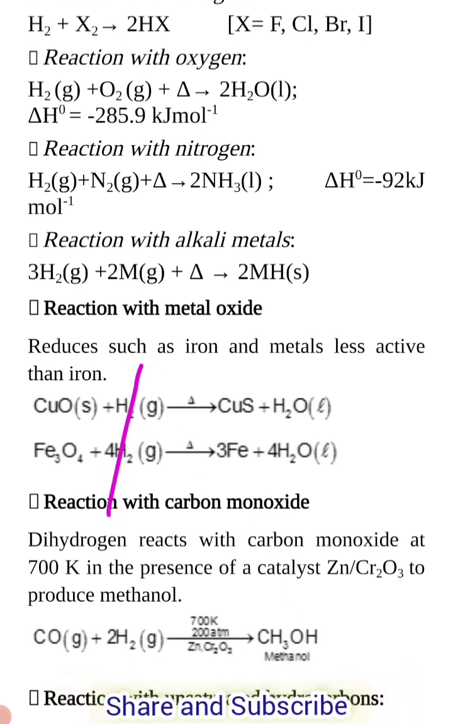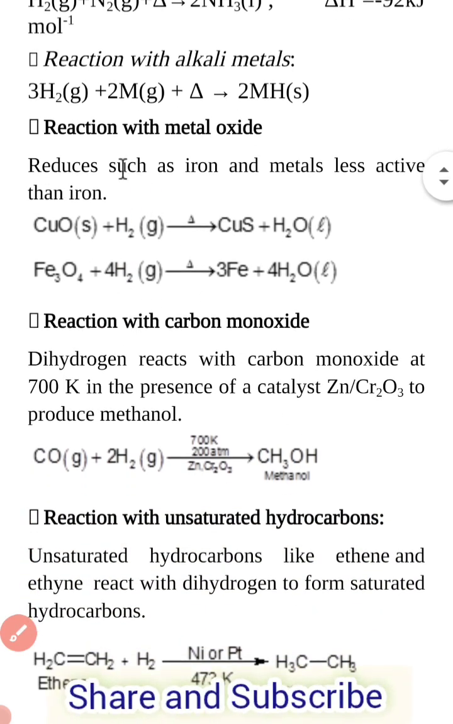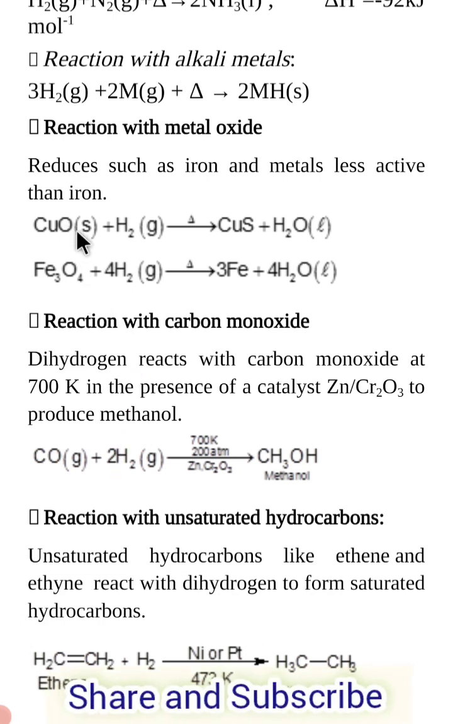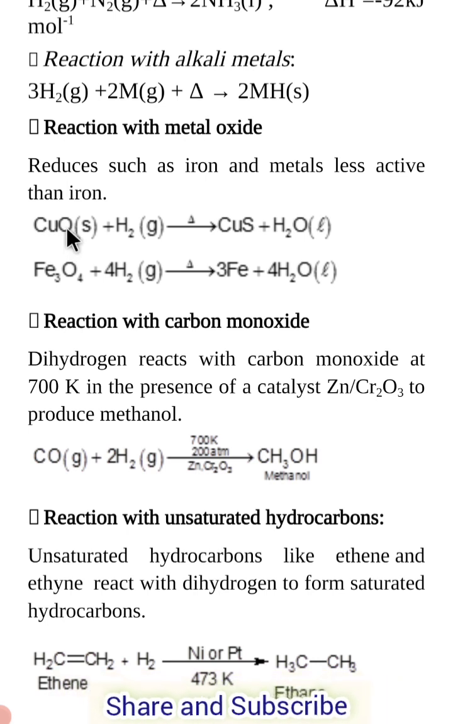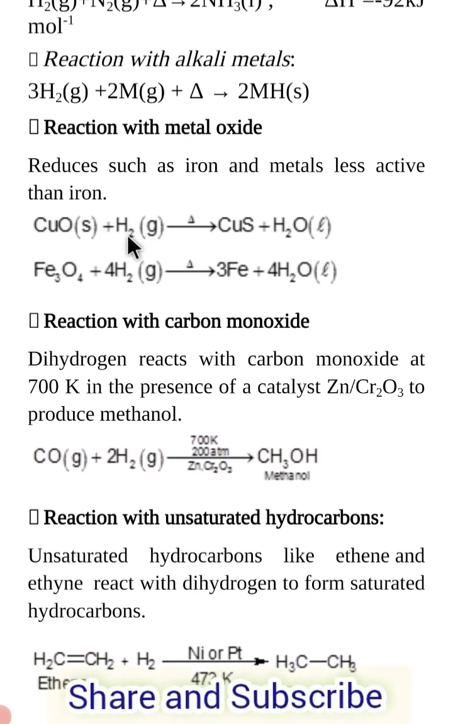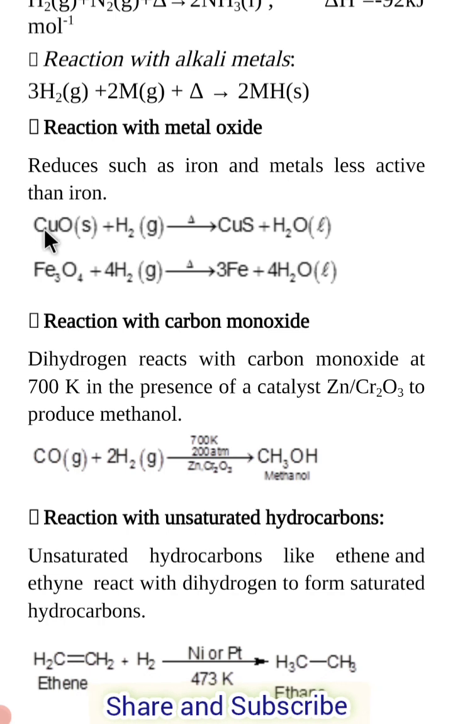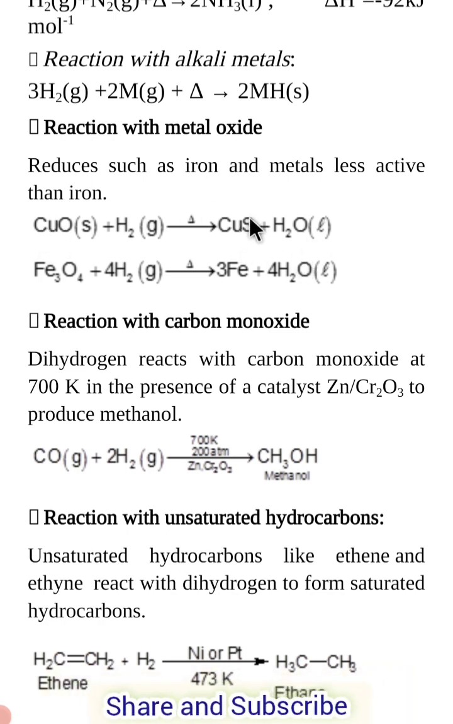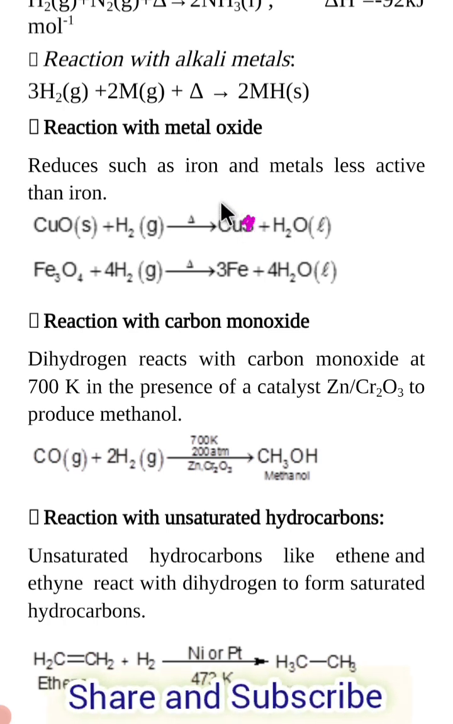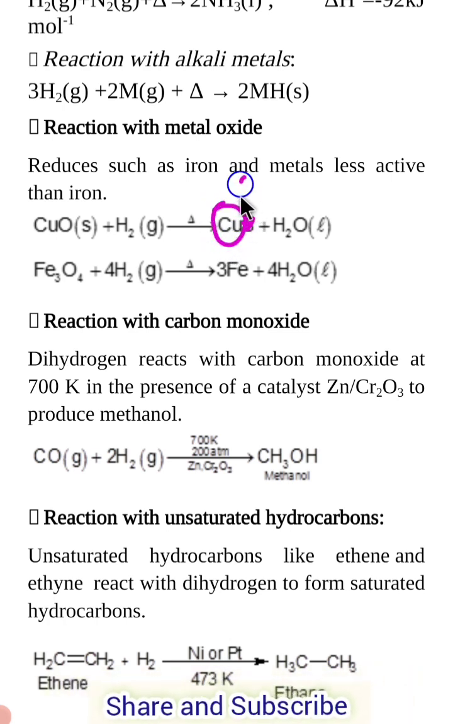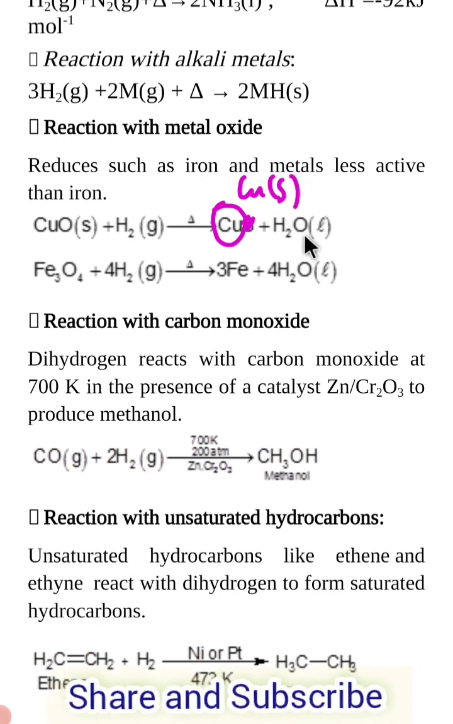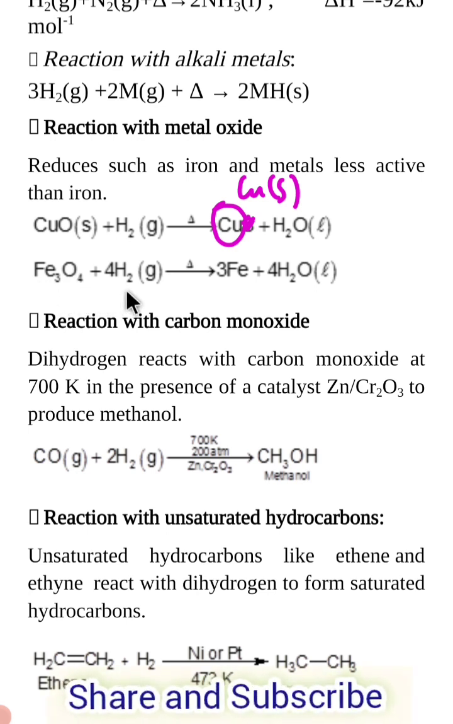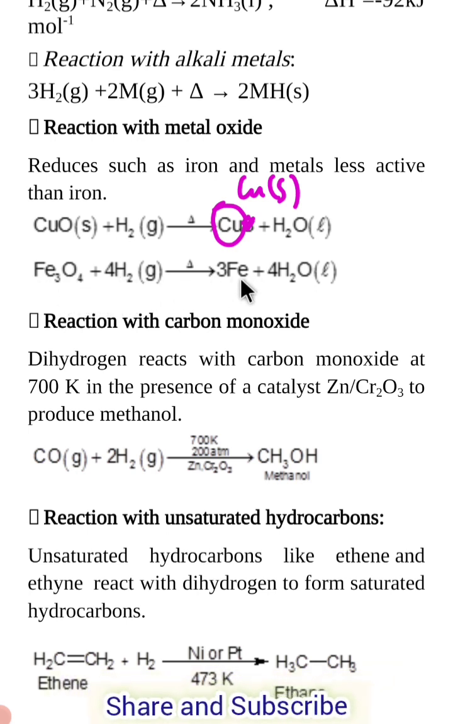Next reaction is the reaction with metal oxides. This is not so important. Hydrogen is reacted with copper oxide. Since hydrogen is more reactive than copper, it can kick out the copper to form water. This is just copper, solid copper actually. It can be written like this: copper solid plus H2O liquid. And if it is reacted with Fe3O4, we will get iron and water.